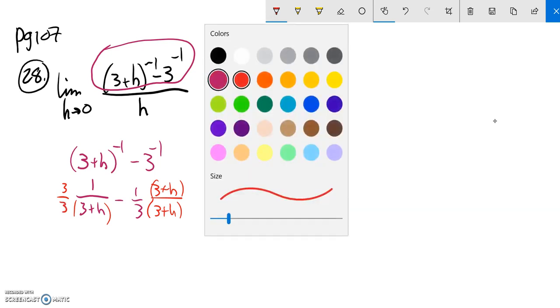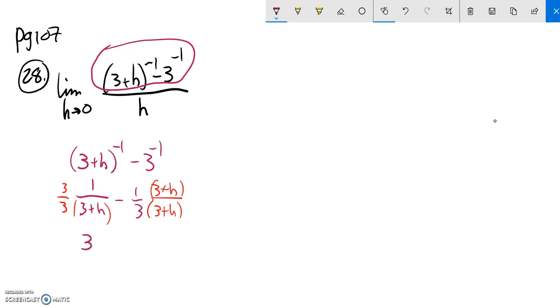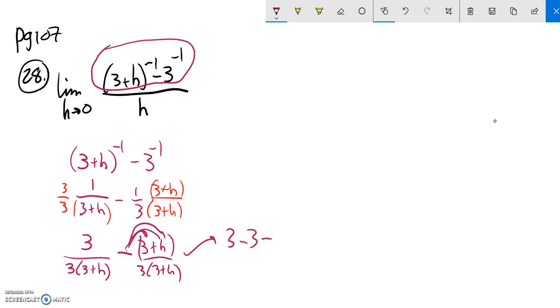If I do that multiplication, 3 times 1 is 3, and that's going to be over, I'm not going to combine them, I'll just leave it factored, 3 times (3 plus h). Minus, 1 times that is just that, 3 plus h. Notice I'm subtracting that whole thing, so that negative is going to get distributed in there. Since they have the same denominator, I can combine them: 3 minus 3 minus h over 3 times (3 plus h). And 3 minus 3 is 0, so this is negative h divided by 3 times (3 plus h). That is what my numerator becomes.